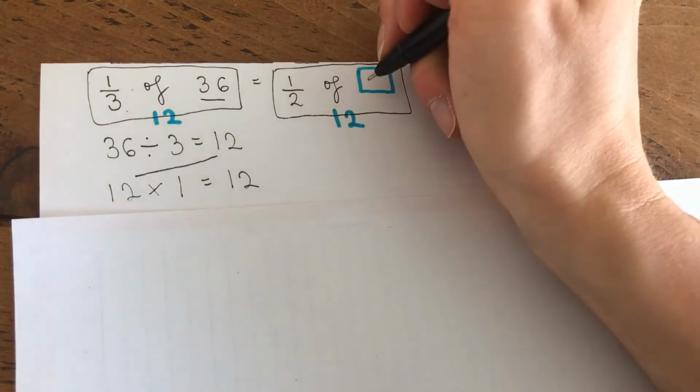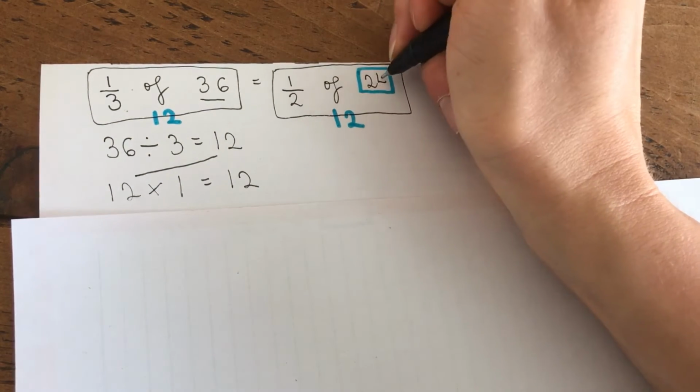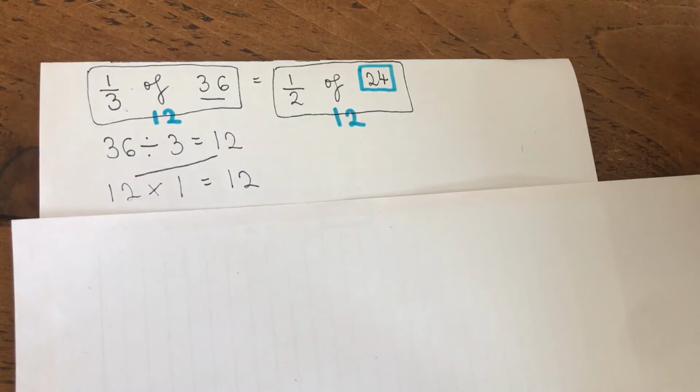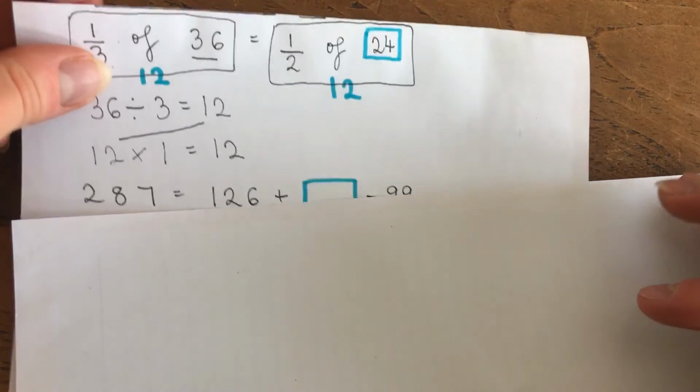So the answer is 24. Half of 24 is 12. We could have doubled 12 to get back to 24. There we go. That one was solved. That one wasn't too tricky, was it?